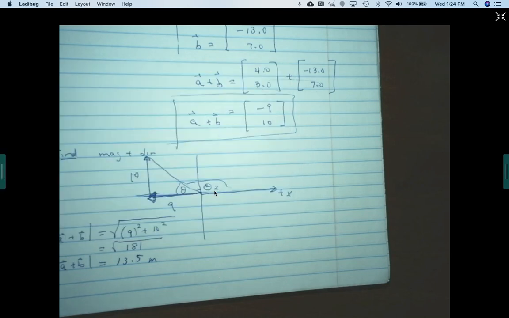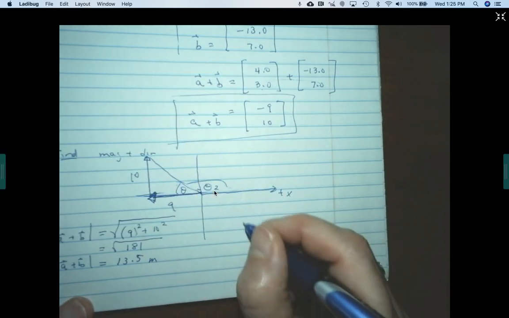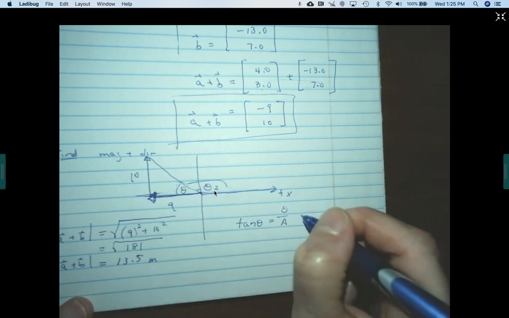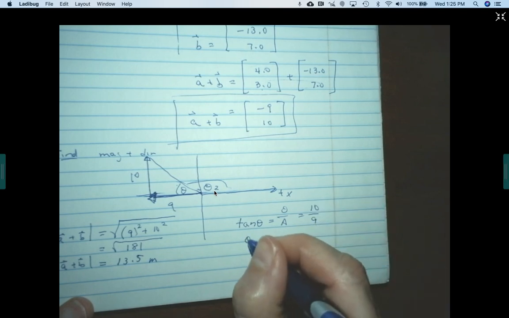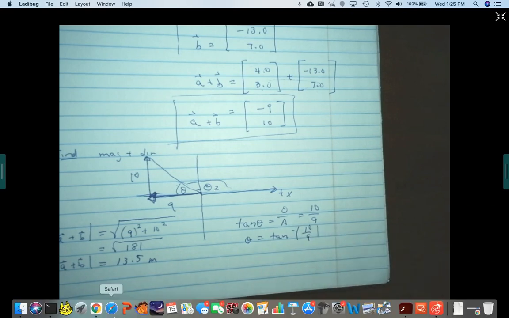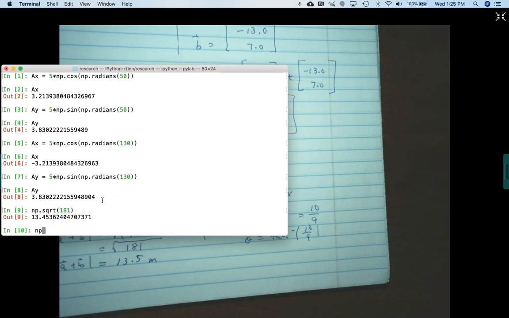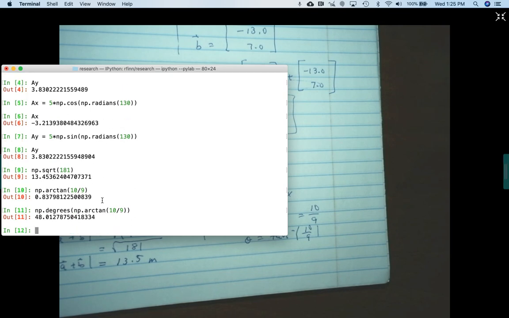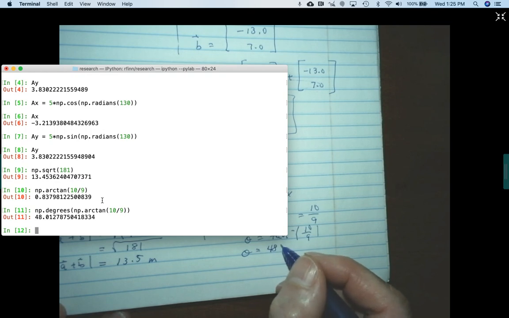Okay, and then for theta, again, if we look at this triangle, the tan theta, our opposite over adjacent side, is 10 over 9. And so for theta, I want to do the arctan of both sides, 10 over 9. So arctan of 10 over 9 gives me that, but that's an answer in radians, so I want to convert that to degrees. Degrees, and I get 48, which makes sense, right? Because they're almost the same size. If they were exactly the same size, it would be 45 degrees.